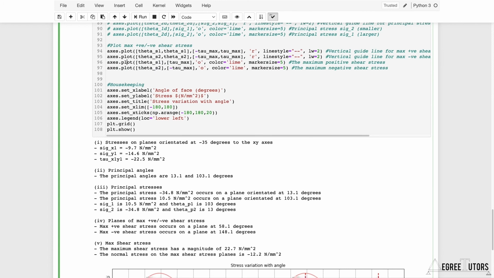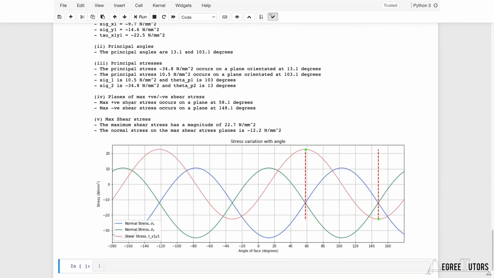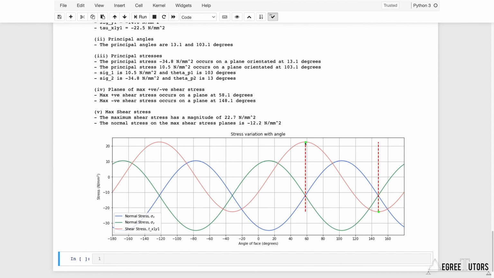Right, so I'm plotting a single data point for theta s1, so its x coordinate is theta s1, its y coordinate is tau max, so this is the maximum positive shear stress. And we're also doing the maximum negative shear stress at theta s2. And let's plot those, and sure enough, there you have it. There is the maximum positive shear stress at theta s1, which was 58.1 degrees, and the maximum negative shear stress, look, it was supposed to be at 148.1 degrees, and sure enough, there it is at 148.1 degrees, and it is the negative 22.7 newtons per millimeter squared.